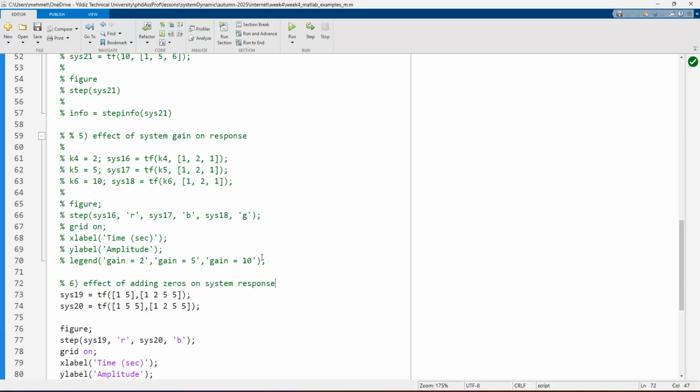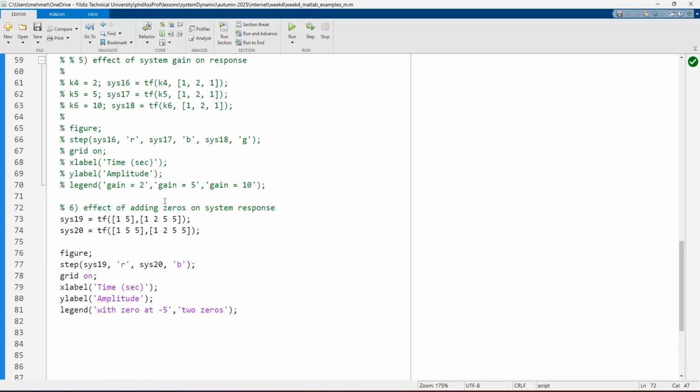in the transfer function domain in terms of the zeta and omega n values, or the tau value. And so we can easily analyze the effect on any system response in the Matlab simulating program. Okay.